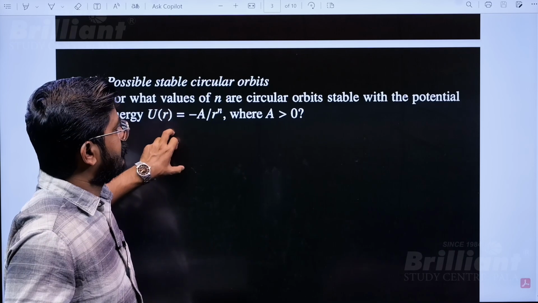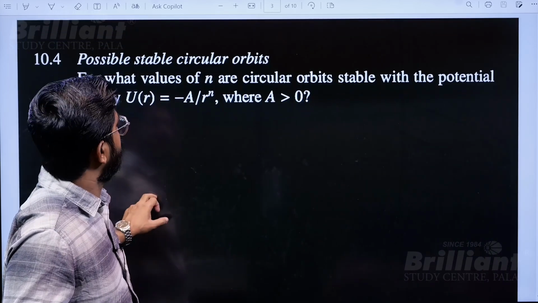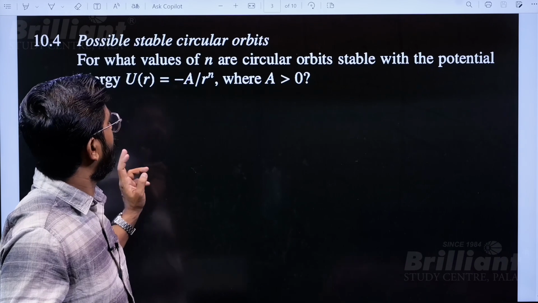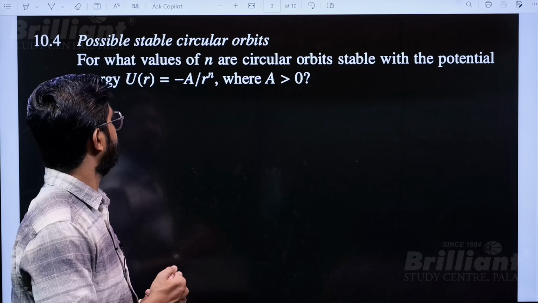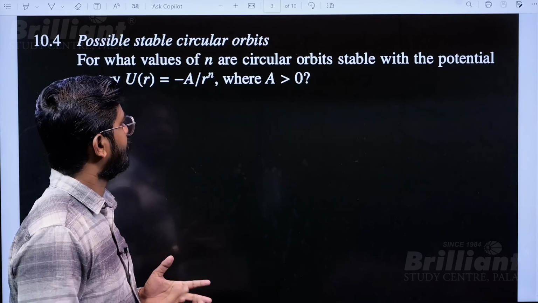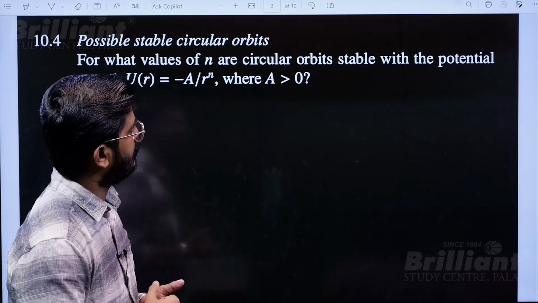You can look at this question. We'll solve it according to what we have done till now. For what values of n are circular orbits stable with potential energy minus A by r power n, where A is greater than 0?